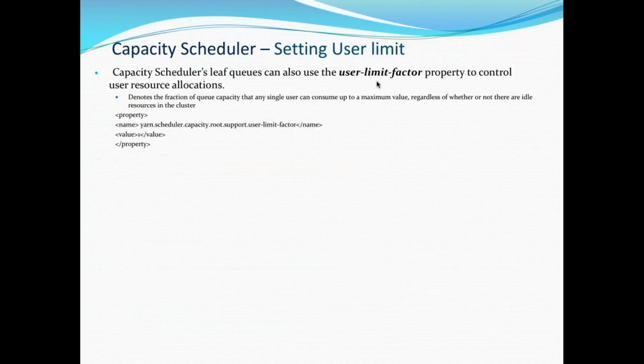Okay. Then here, setting the user limit. Capacity scheduler leaf queues can also use the user limit factor property to control the user resource allocation. And what does it say? It denotes a fraction of the queue capacity that any single user can consume up to a maximum value, regardless of whether or not there are idle resources in the cluster.